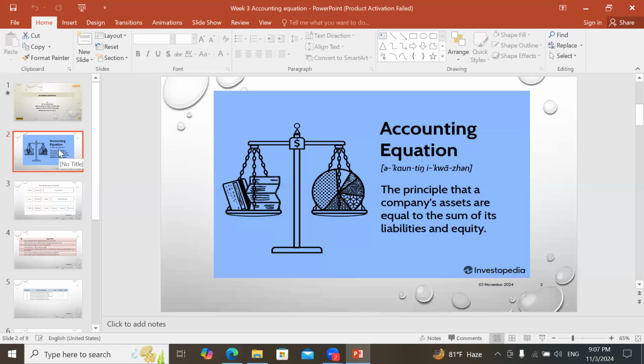Today we will discuss the accounting equation, practical application and problem solution. You know that before class we elaborated about the equation formula, equation method. But today we will discuss practical application or a solution.